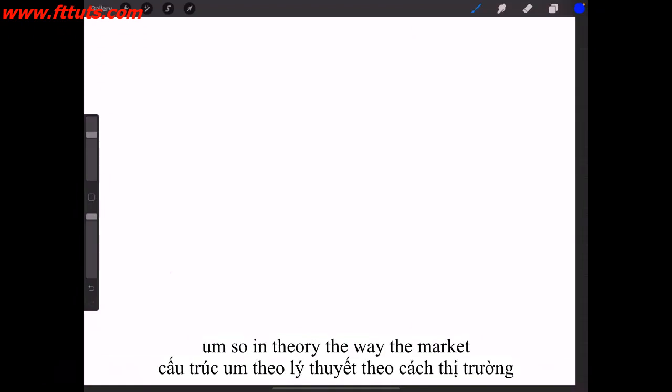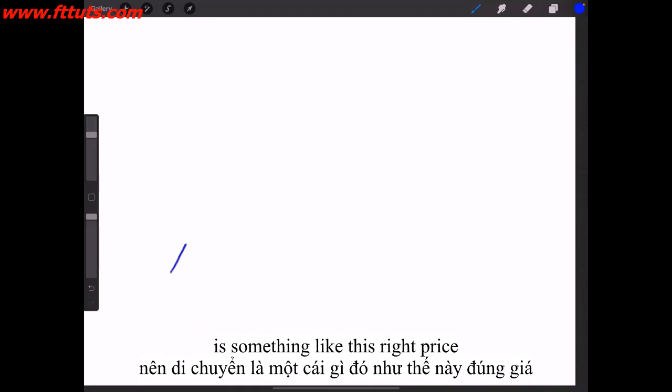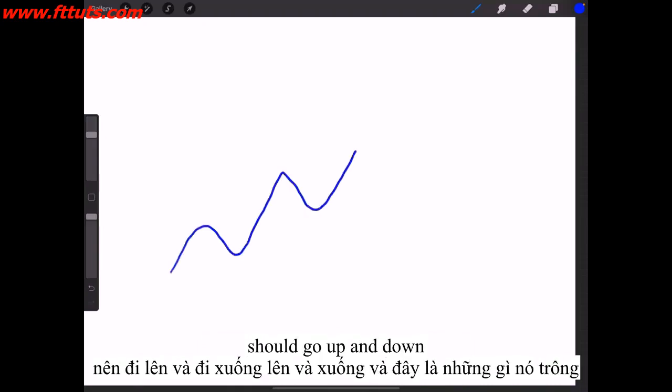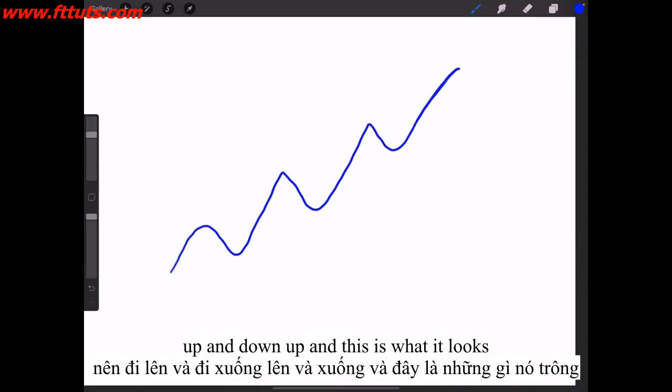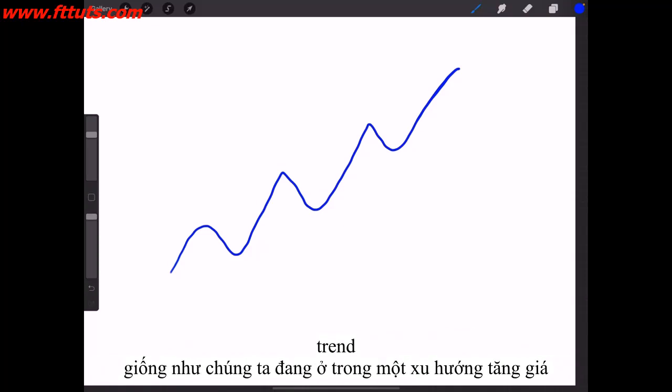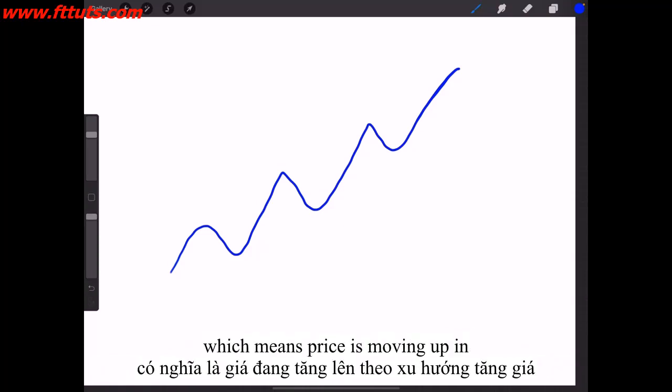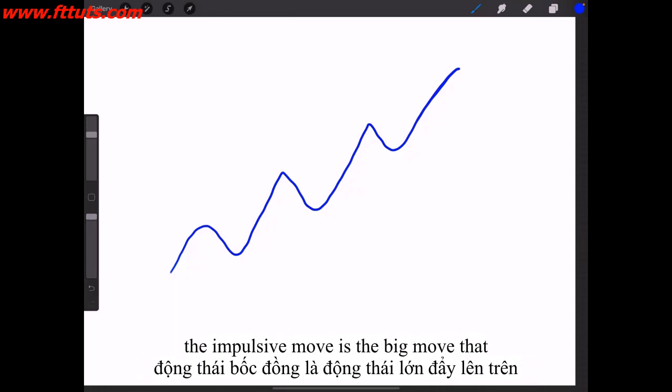So in theory, the way the market should move is something like this, right? Price should go up and down, up and down, up. And this is what it looks like when we're in a bullish trend, which means price is moving up. In bullish trends, the impulsive move is the big move that pushes upwards.